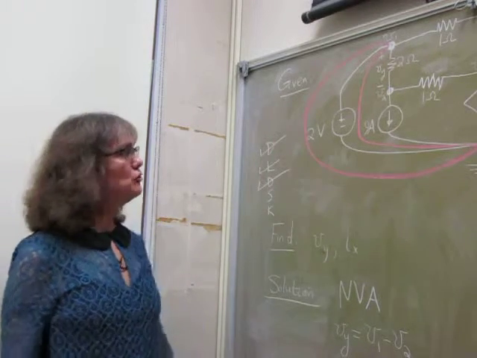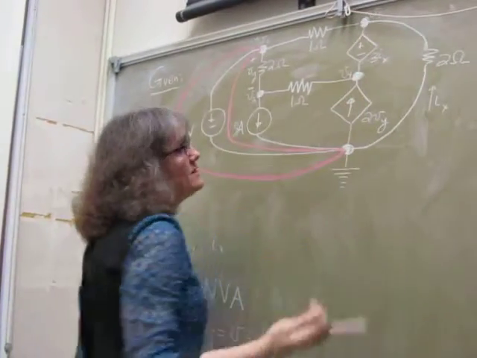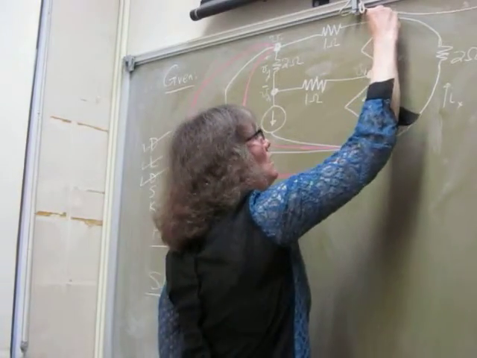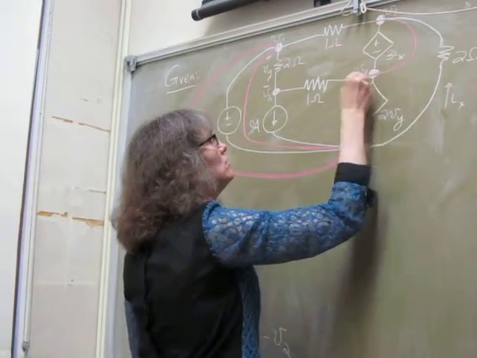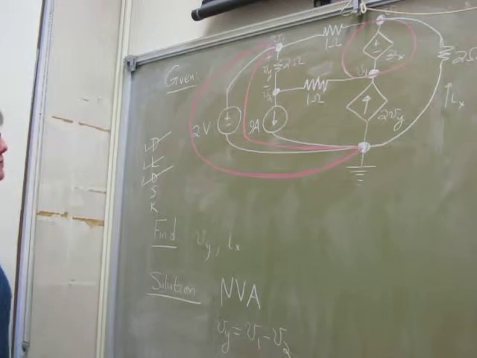So there's one super node, and then we've got another one here because here's another voltage source. It's a dependent voltage source, but so what? It's a voltage source, and so a super node is a voltage source with the nodes on either side. So there's that super node.